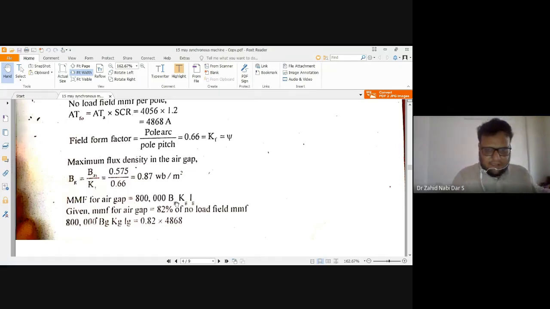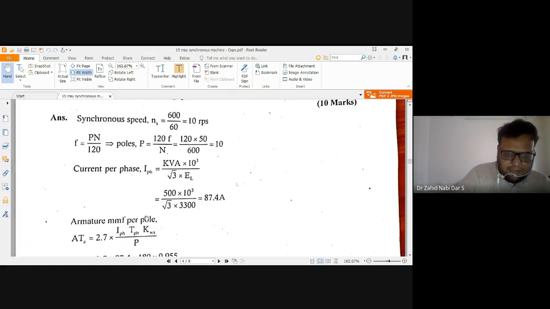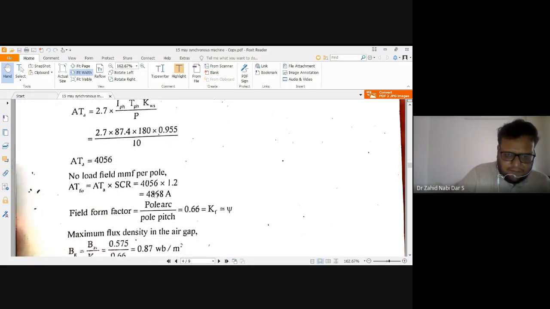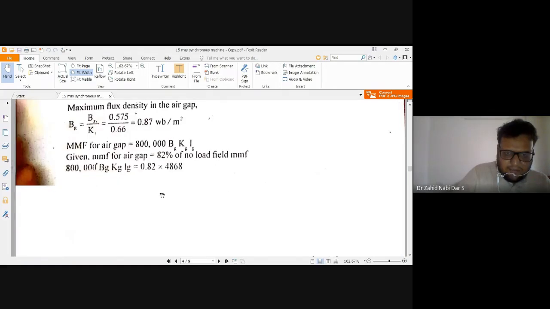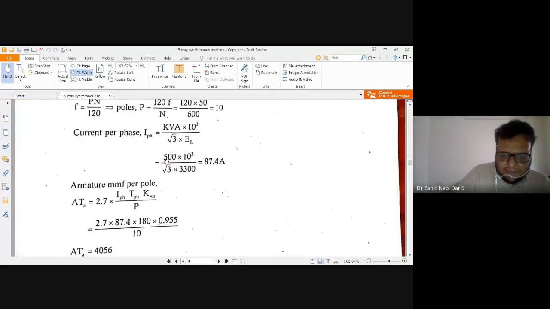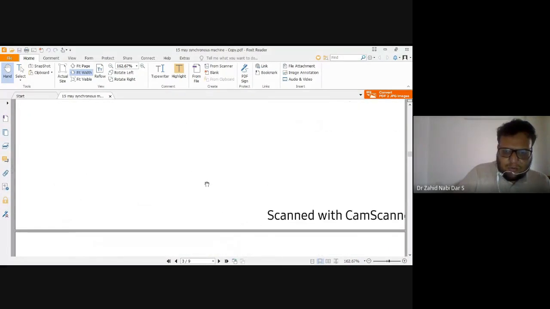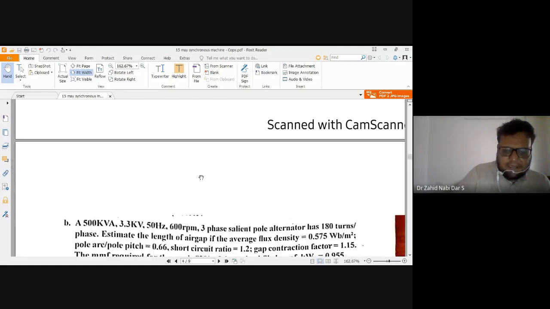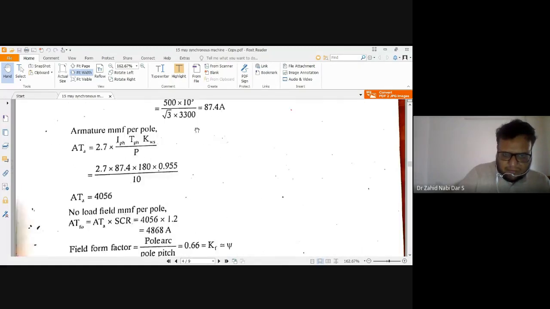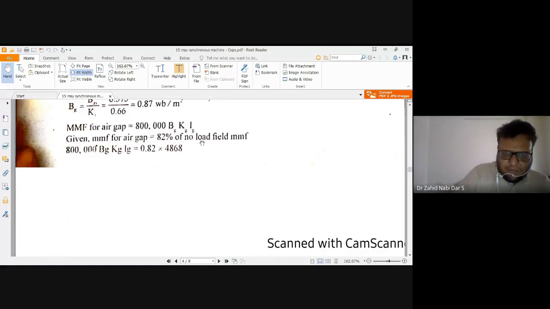So MMF for air gap is 82% of the no load field MMF. So this 82% of the no load field MMF you have calculated. No load field MMF is this 4868. Okay, this is 82%. He has mentioned 82. See, usually what we saw, it should be between 80 to 85. Didn't we see 80 to 85? He has mentioned here, this is 82%. So this 82% of no load MMF should be equal to the given MMF. So this is 0.82 into 4868.